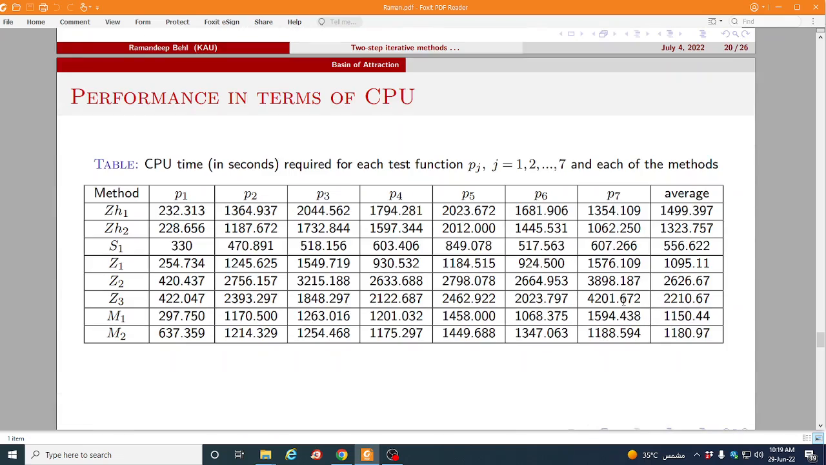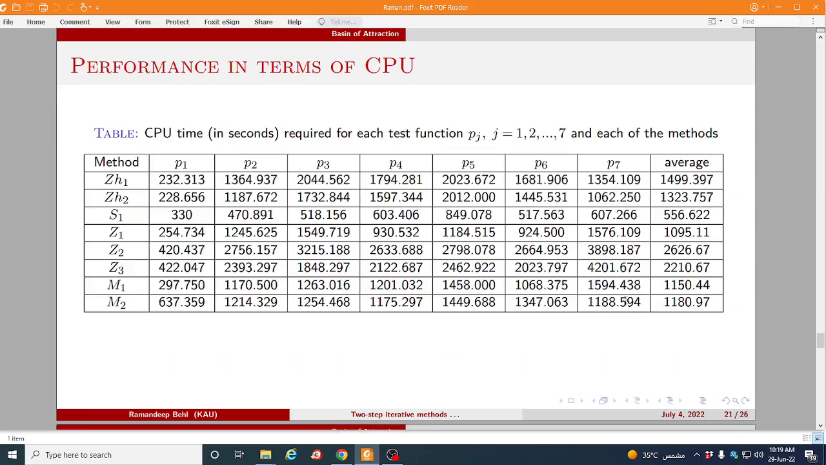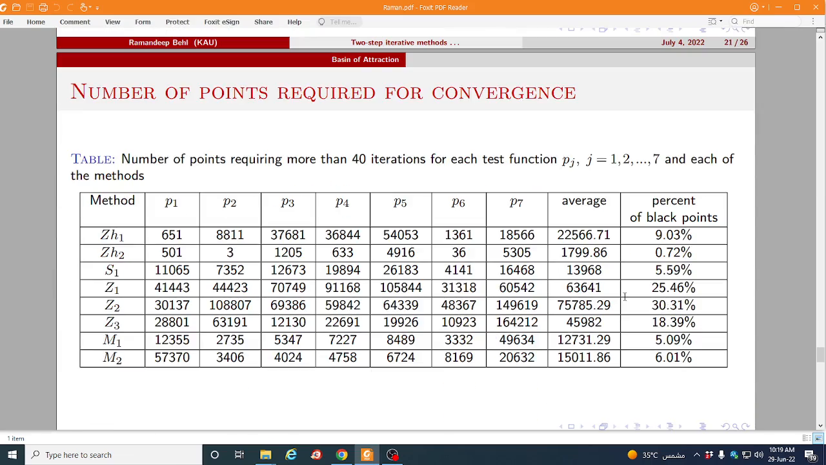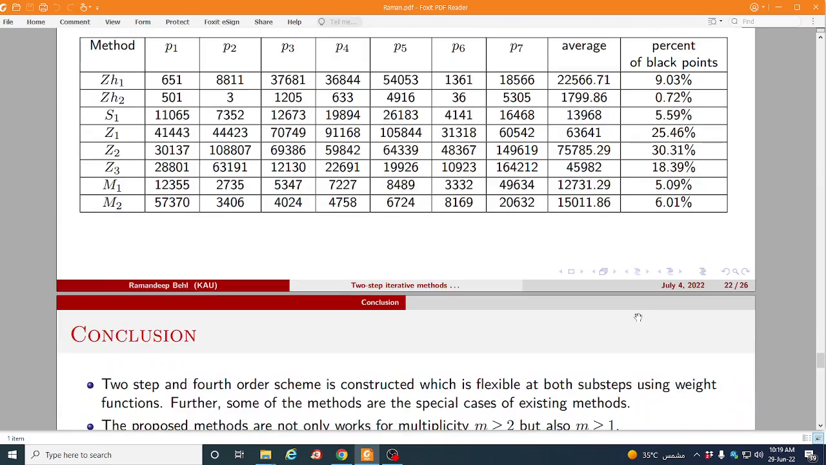Then we also check the CPU timing. You can see the CPU timing is also lower, but not lower than S1 and Z2, because in some cases these methods do not diverge. So that's the reason. Here is the number of points requiring more than 40 iterations for each function. You can see the percentage is also quite good.